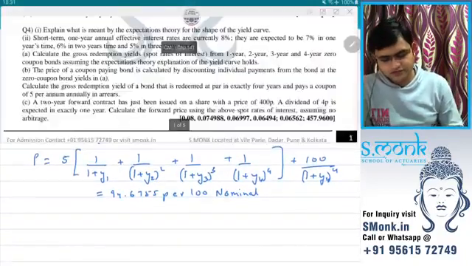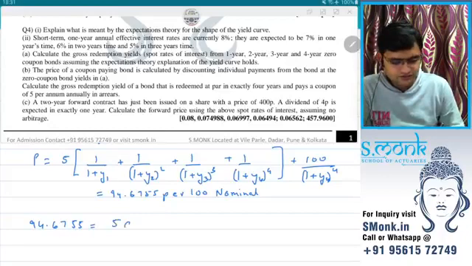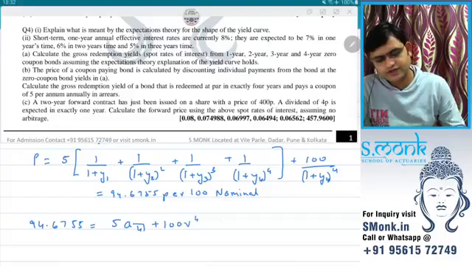Now we have to find gross redemption yield. So 94.6755 is giving us 5 a angle 4 plus 100 v raised to 4. Let's find i.